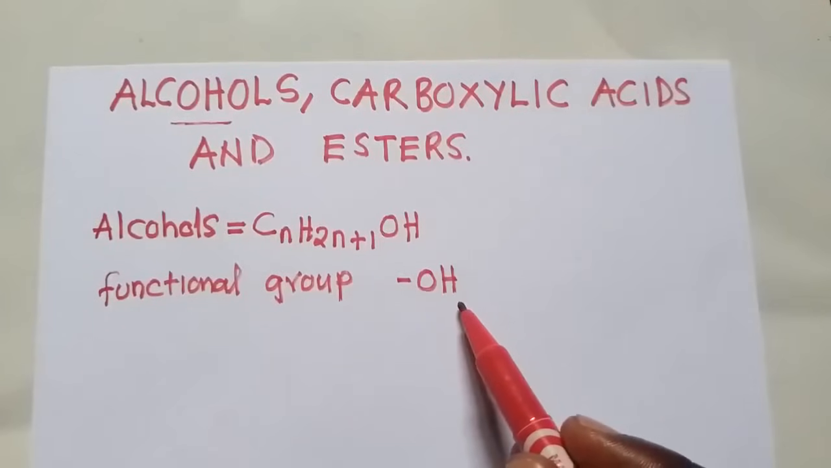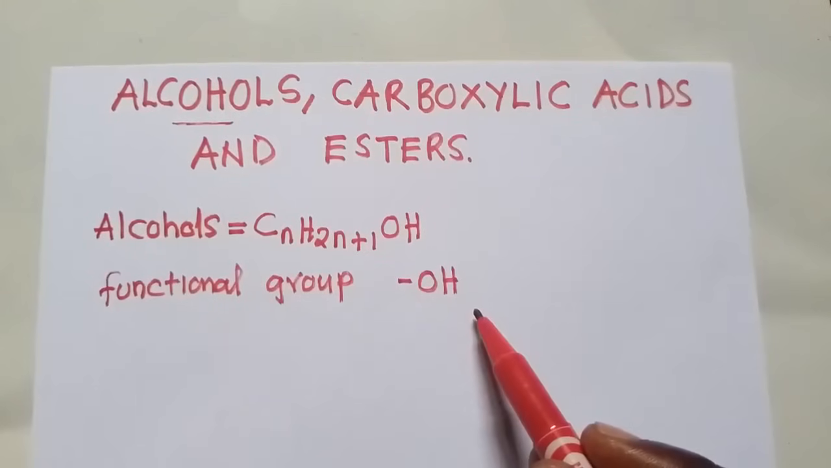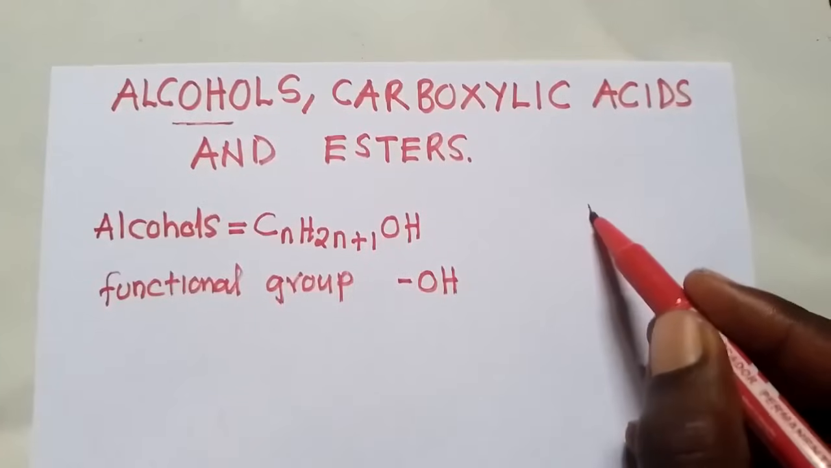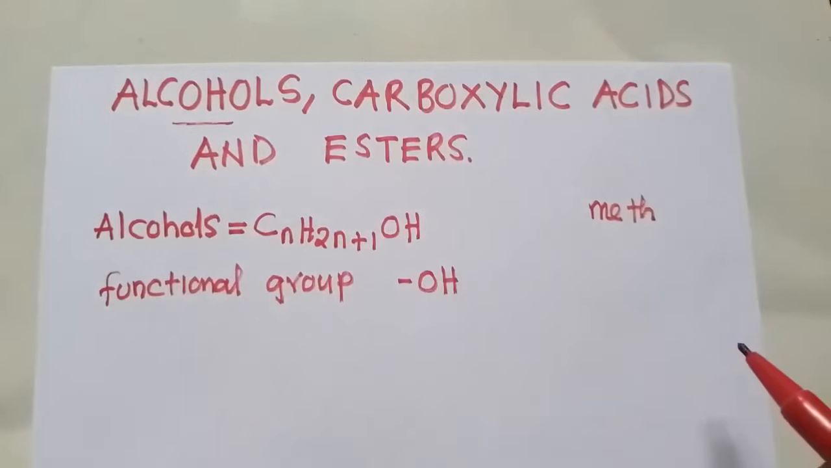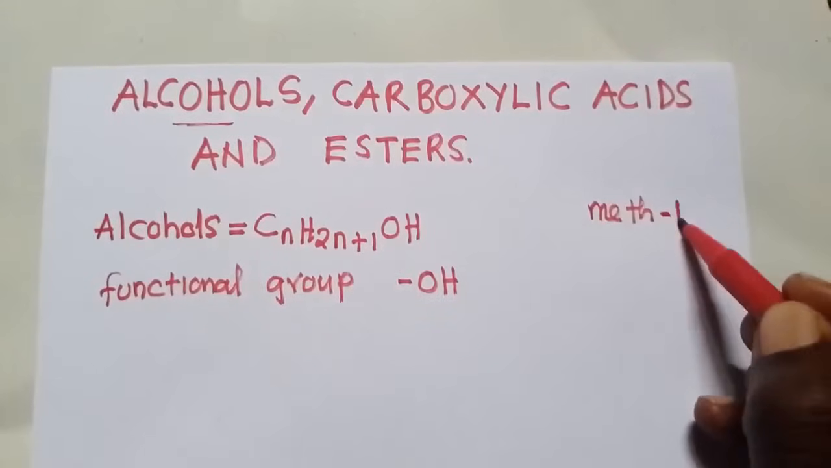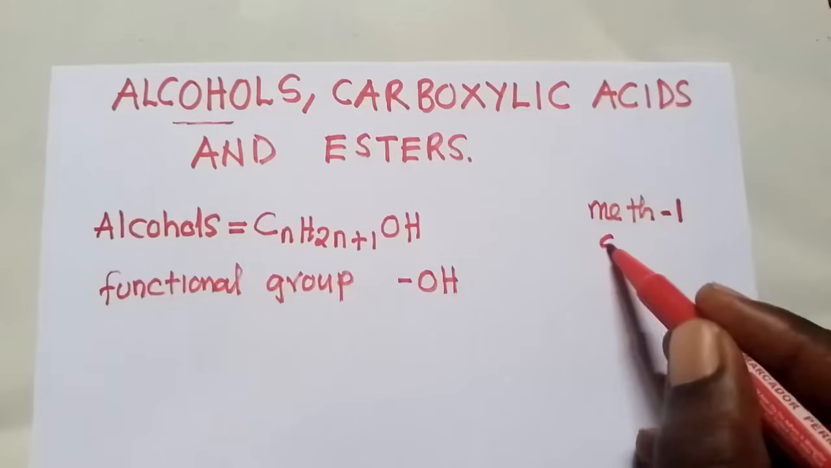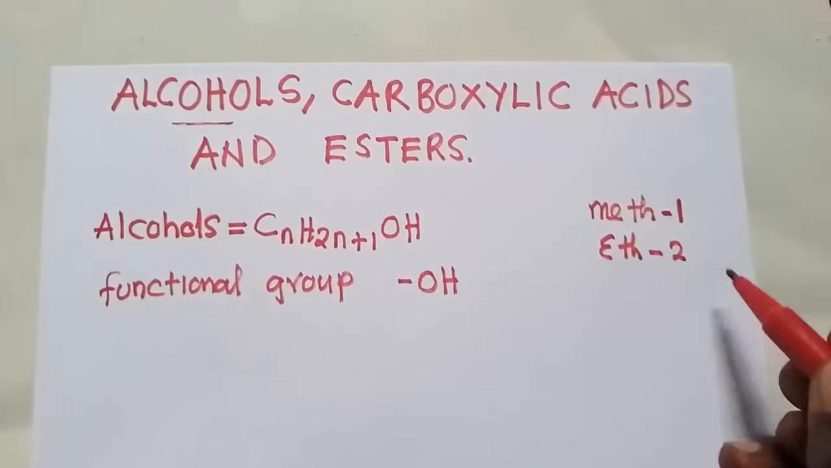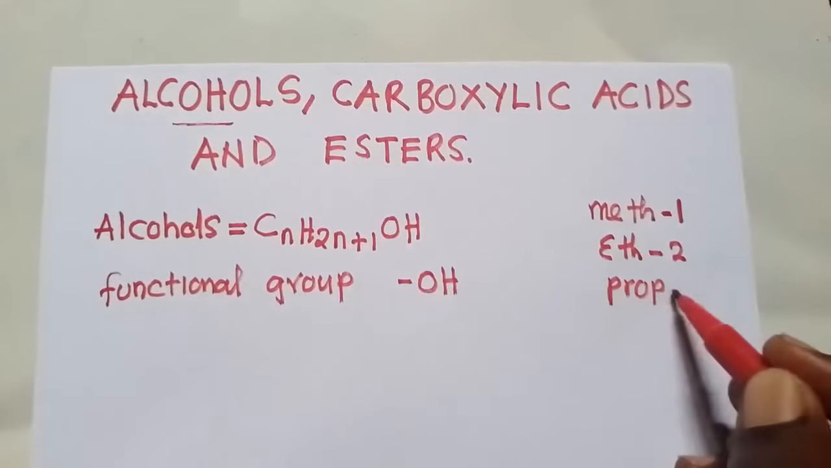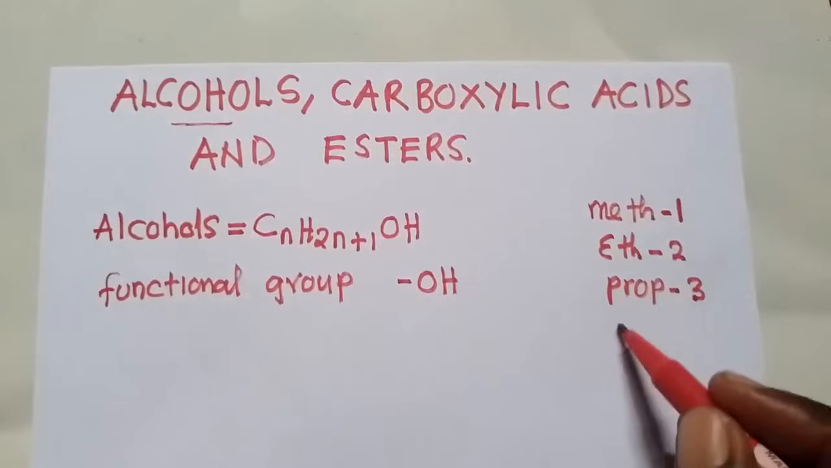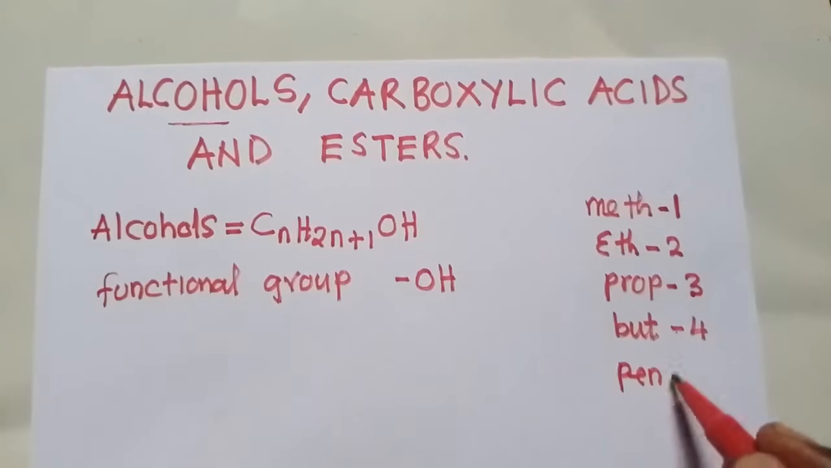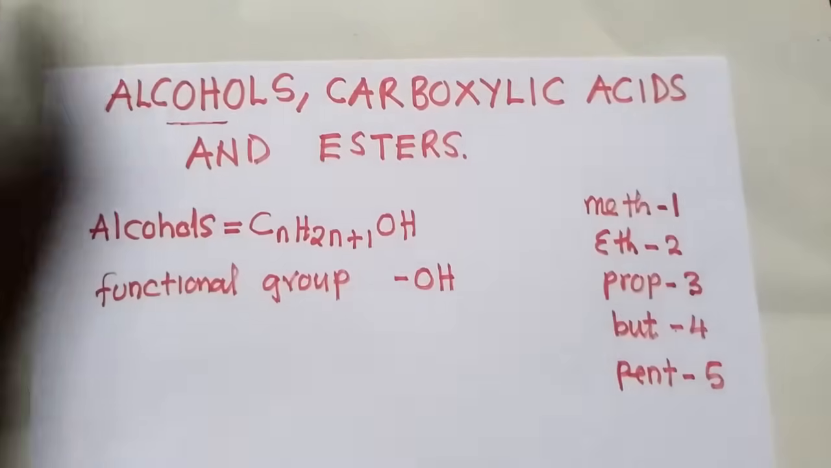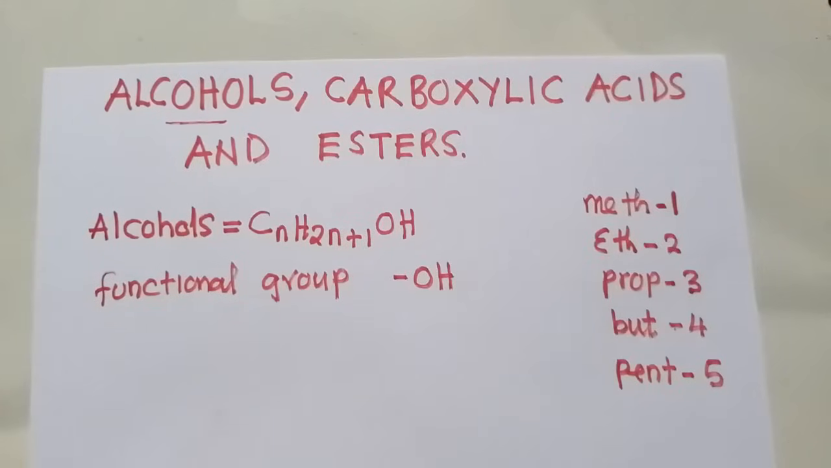When we are told to list the alcohols, I believe you know how the members are followed. Whenever I say meth, I am talking about the first member, which has one carbon. When I say eth, I mean two carbons. When I say prop, I am talking about three carbons. When I say but, I mean four carbons. When I talk about pent, I mean five carbons. This is what you need to know and understand.